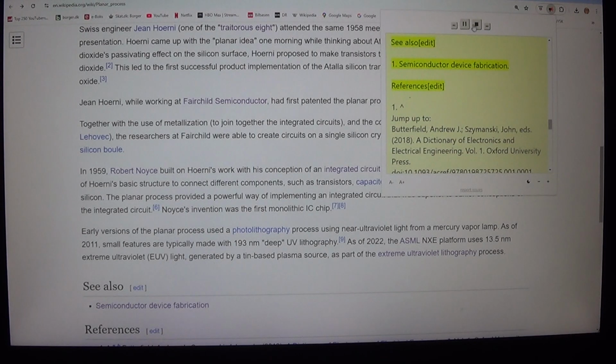See also. Semiconductor device fabrication. References.